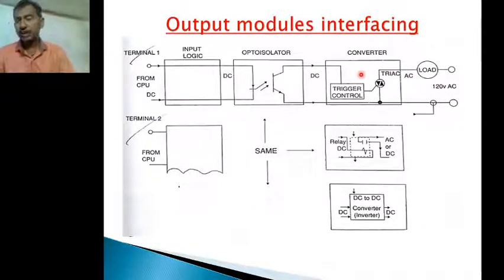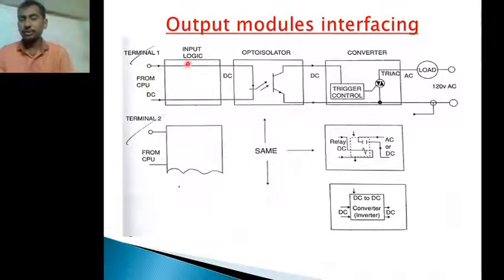The output module's operation is also explained with the same 4 stages, but in the reverse manner. That means in the previous section we had first the input device terminals. But now here we have the output device terminals, and next the converter, then the opto isolator, then the output logic in the previous section. Now it is the reverse: first we have the input logic, then again the opto isolator, then the converter circuits, and then the output devices.